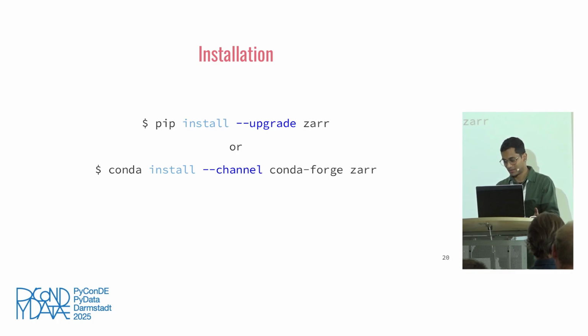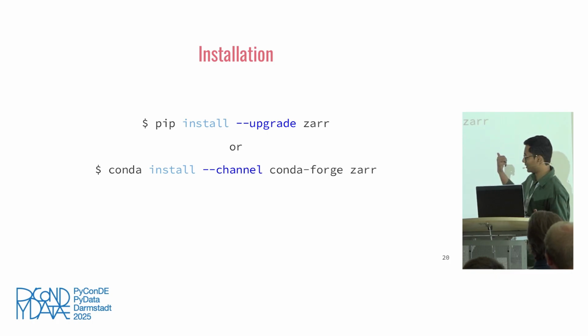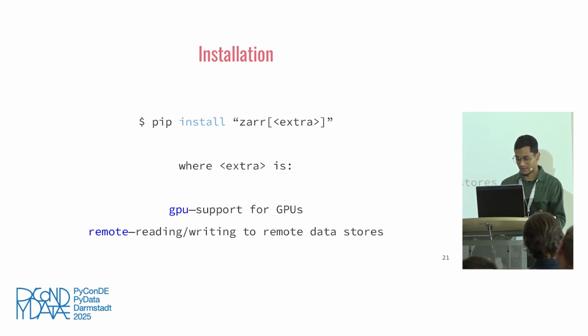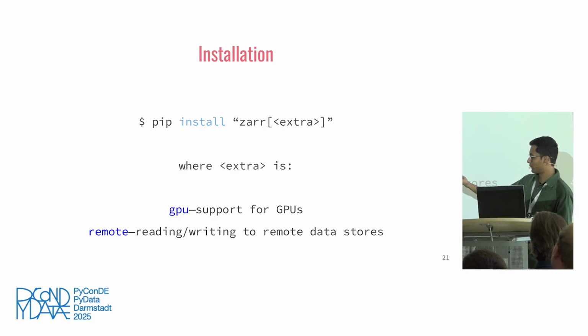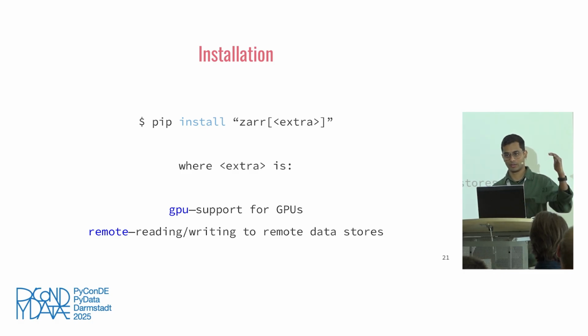So before I go, you can also do pip install --upgrade zarr, or you can install it via Conda. That's fairly easy. And if you are looking to install the special groups which add extra dependencies, you can go with pip install zarr[extra], where extra equals gpu and remote. GPU support for Zarr is added via CuPy, and remote support is added via fsspec, which lets you write the Zarr data to cloud storage like S3 and GCS.